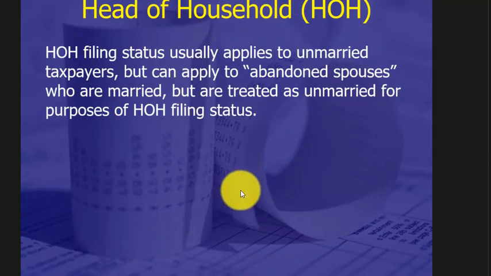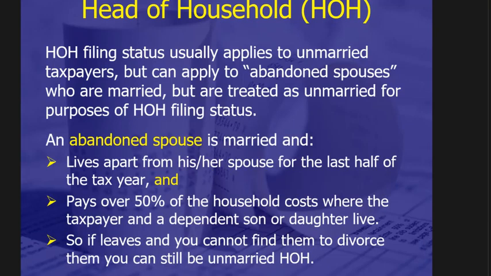Head of household: unmarried but supporting a family, has a dependent. Okay, they expand this to abandoned spouses. They had people where one of the spouses took off and the other spouse couldn't find them to divorce them, so they technically were still married, but they couldn't find them to sign the return or anything. So if they took off for half the year and you're supporting your kids at home, and you can't find them for a divorce, then you can file head of household. So that's kind of to protect those that have been abandoned.